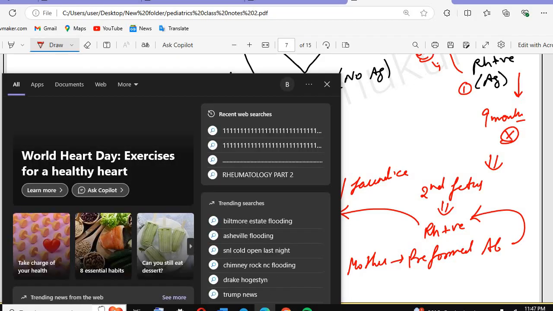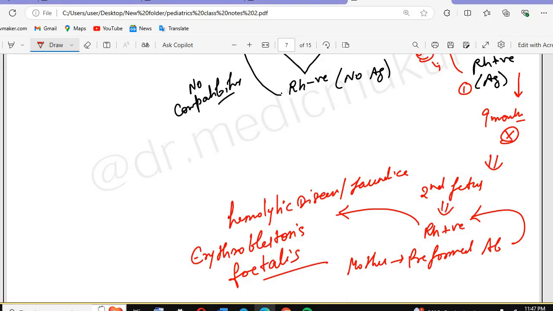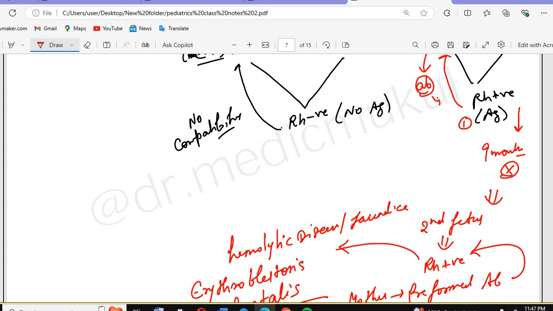Is this clear? We call this condition erythroblastosis fetalis. In such conditions, the first child will never be affected. The second child will be affected because the mother has already made preformed antibodies. Normally we have B cells and T cells. The B cells have B memory cells also. The B memory cells make the antibodies and hold the memory of the previous antigen. That's why they make preformed antibodies beforehand. So these preformed antibodies will attack the second child.